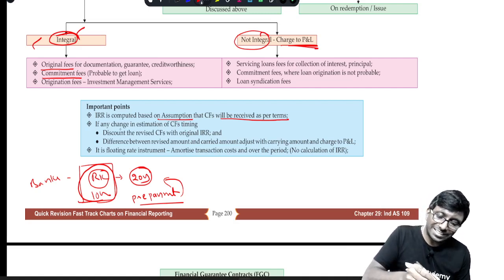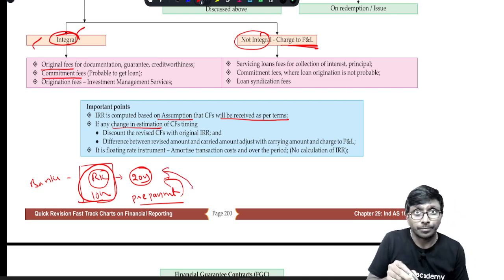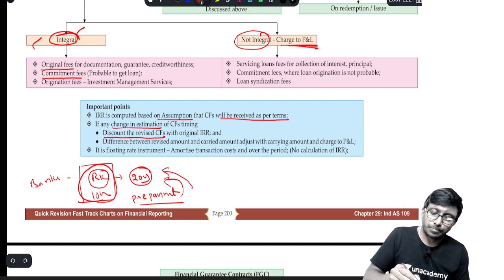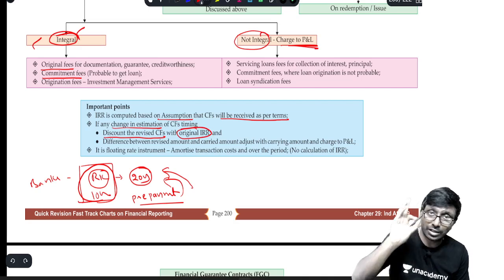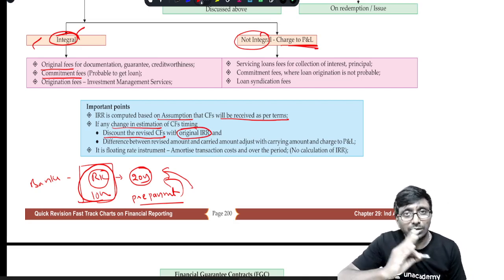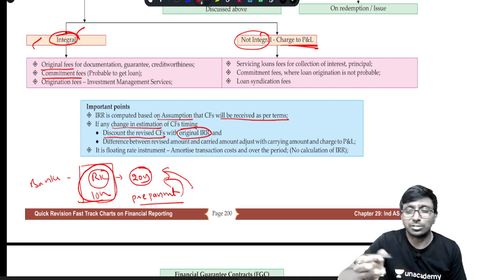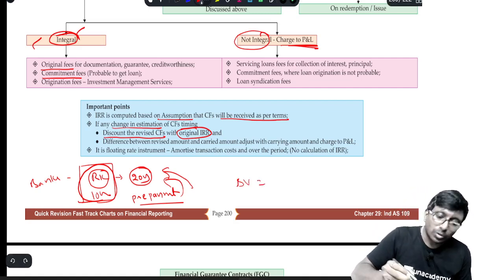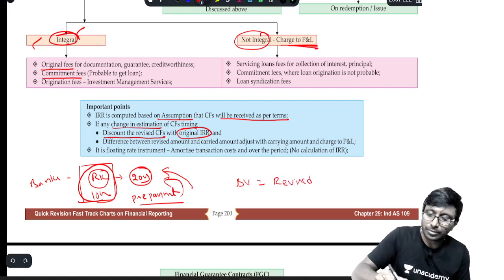But suppose there is a change in estimation, and suddenly Ravi Kanth started repaying some money. Then what are you supposed to do? Discount the revised cash flows using the original IRR, the old IRR. Once again, you calculate it. Now there will be some small difference between the book value and this revised present value number. That number, transfer it to P&L. At the end of the day, your book value is supposed to be the revised amount.